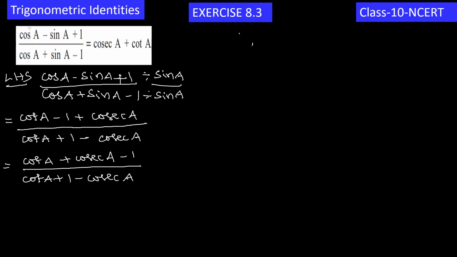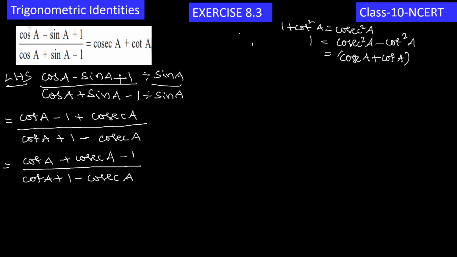We know one of the identities based on cot A and cosecant A is 1 plus cot square A is equal to cosecant square A. So 1 is equal to cosecant square A minus cot square A. It looks like A square minus B square, so we can consider it as cosecant A plus cot A, that is A plus B, into A minus B, so that cosecant A minus cot A.